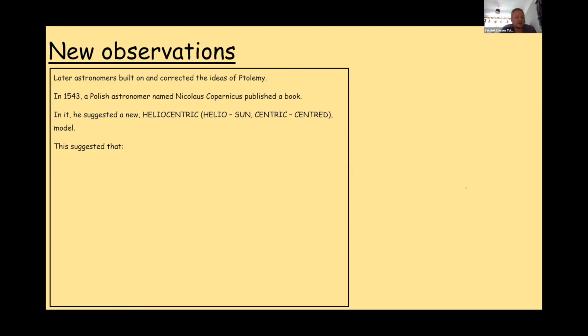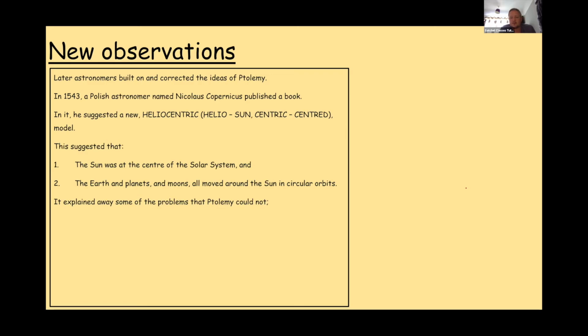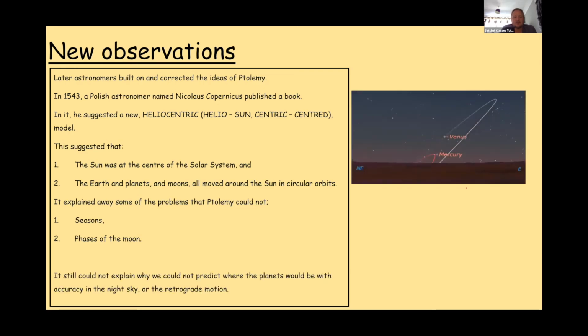And no surprises here, he suggested that the sun was at the center of our solar system, and that the Earth, planets, moons all moved around the sun in circular orbits. It explained away some of the problems that Ptolemy could not. It explained away seasons, phases of the moon, but it still could not explain why we could not predict where the planets would be with accuracy in the night sky, or, if you like, this retrograde motion, why they seem to go back on themselves.